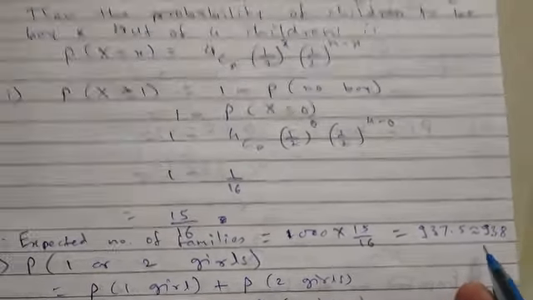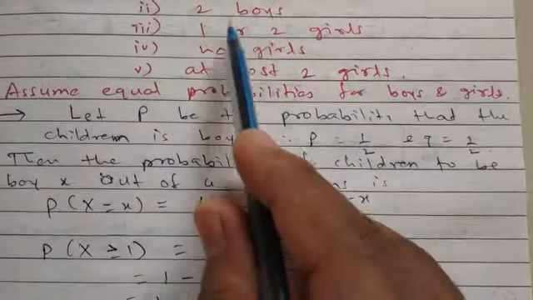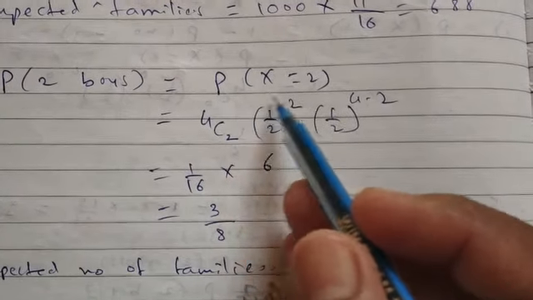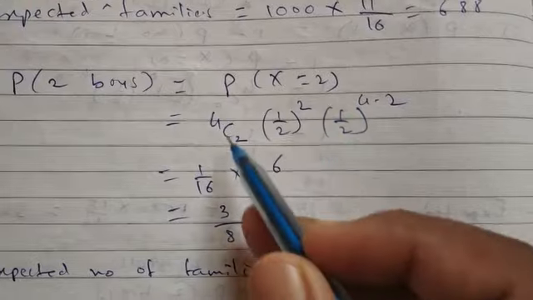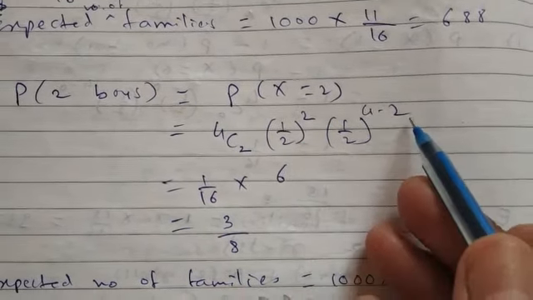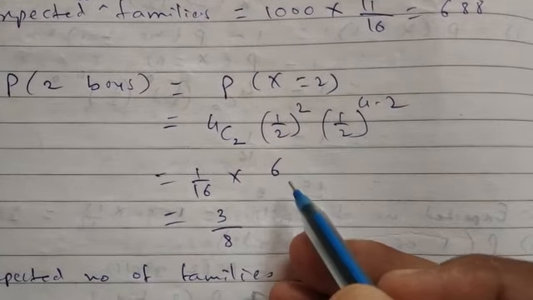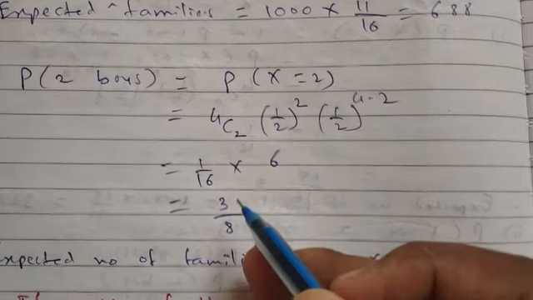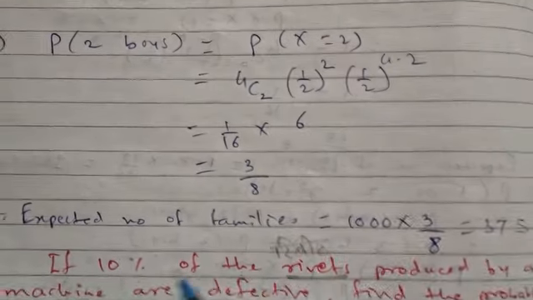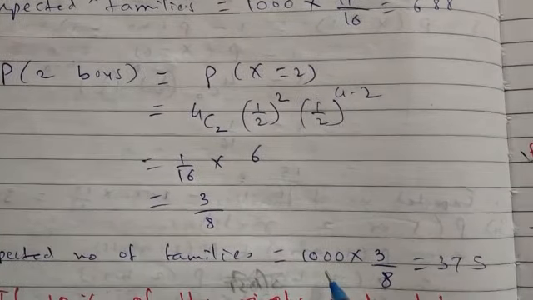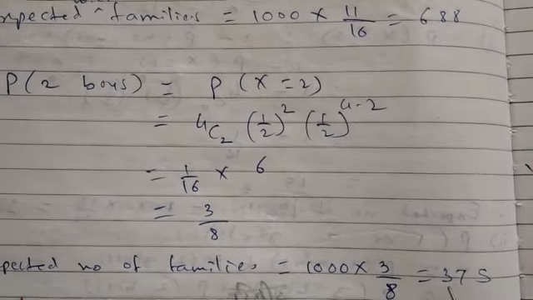Now second part is 2 boys. Probability of 2 boys means probability at X equal to 2. So 4C2, 1 by 2 raised to 2, 1 by 2 raised to 4 minus 2. So this is 1 by 16 into 6, which is 3 by 8. This is the probability that each family has 2 boys. Therefore expected number of families is equal to 1000 into probability, which is 375.